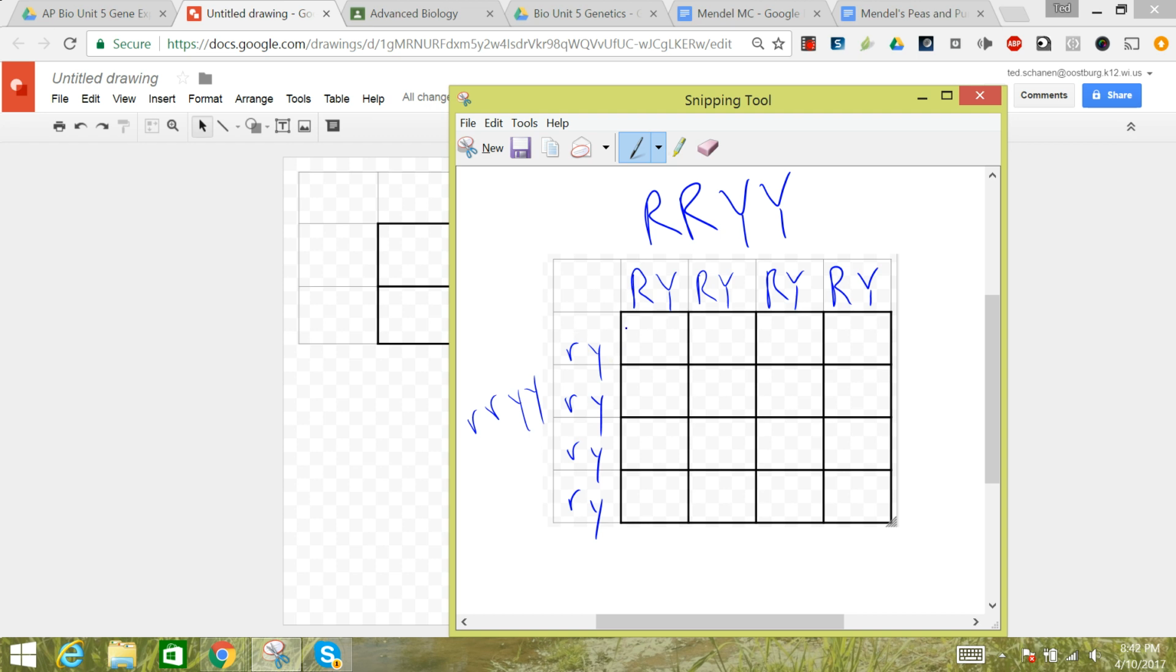So then when you put these together, every single one ends up like so. Again, we'd have 1 big R, 1 little r, 1 big Y, 1 little y, and every single one of these 16 would be heterozygous. So the F1 generation would all be heterozygous round and heterozygous yellow.